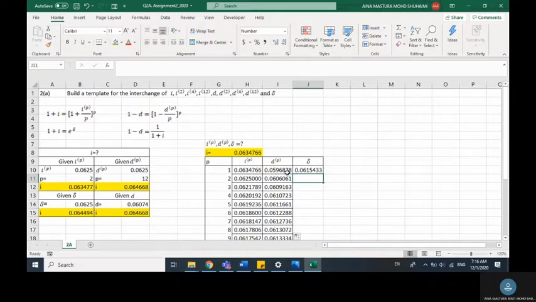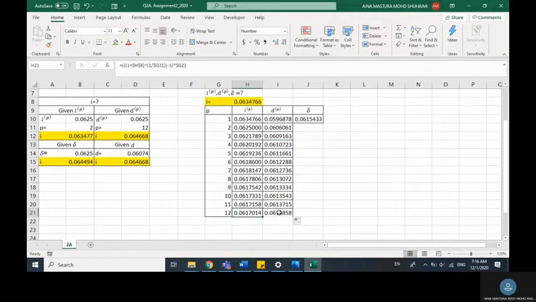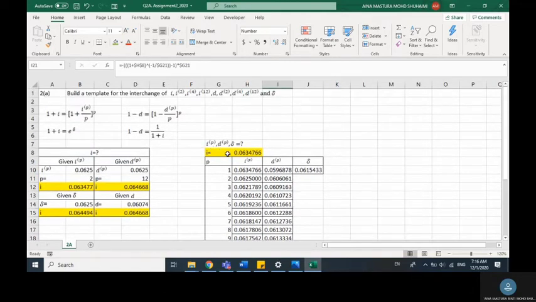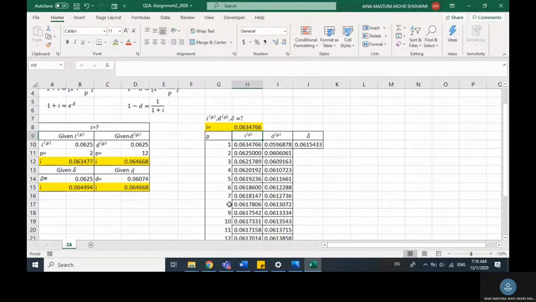So ln of 1 plus I. So we can find the values of delta, I2, D2, I4, D4, I12, and D12. If we don't have the value of I and it's given IP, we can just set it equal to the value of I we found earlier, and we can find the values of IP, DP, and delta.